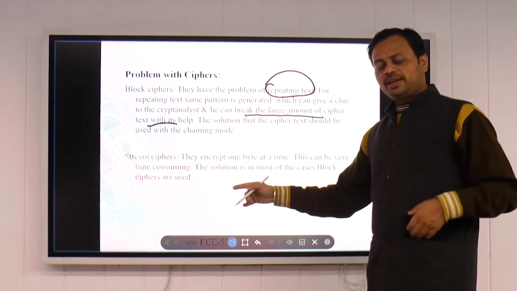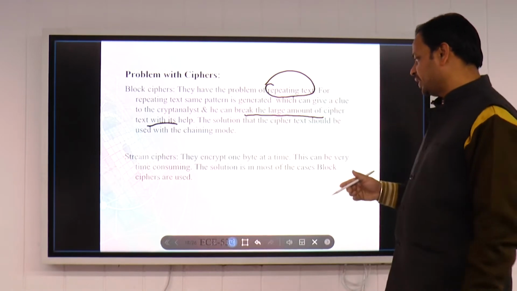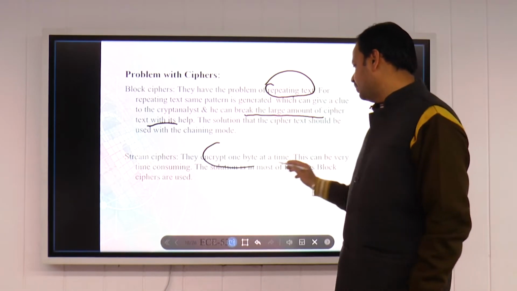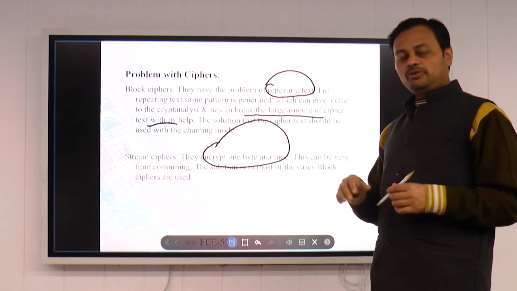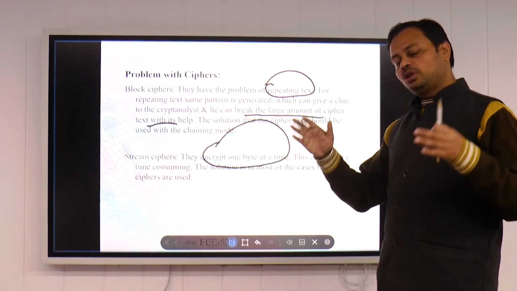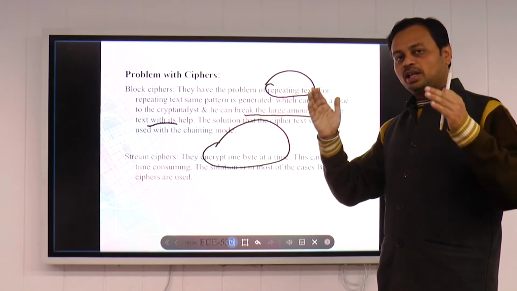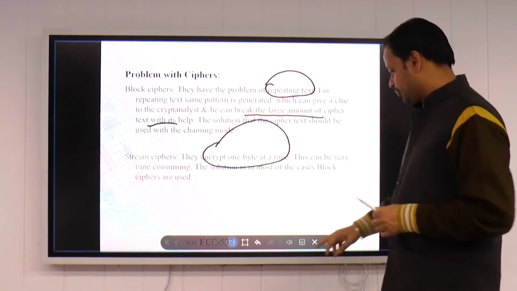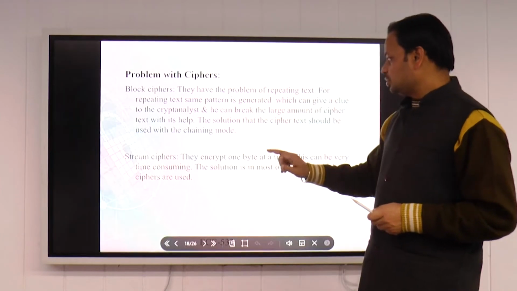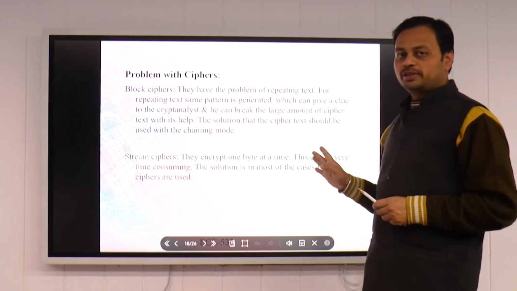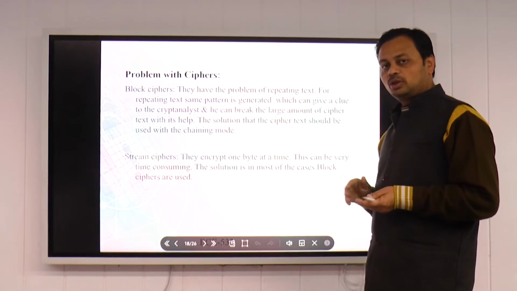And I think already I have told you what is the problem with stream ciphers. Stream cipher encrypts 1 byte at a time. So it is quite slow. Okay. So instead of encrypting 1 byte, we want it to be encrypted on a block of data. Okay. So now, as I said, there is a problem with the block cipher. Now what is the solution? I'll tell you what the solution is.